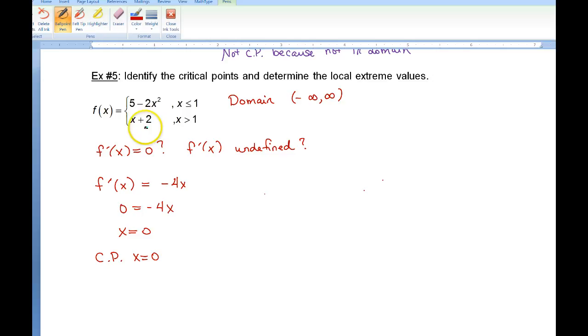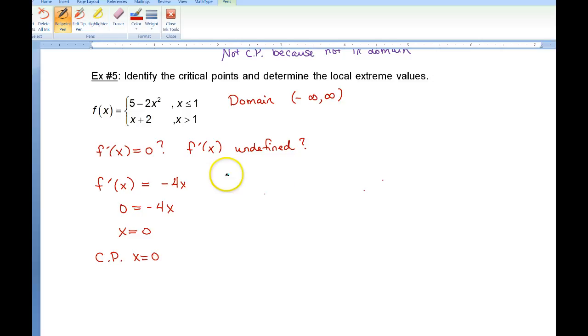If you try to solve the other one for the derivative, you get f prime of x equals 1. That's not going to work. So this other piece isn't going to give us a critical point, which makes sense, because if you think of this as y equals mx plus b, y equals x plus 2, it wouldn't have a horizontal tangent. So then we want to consider also where it is undefined.